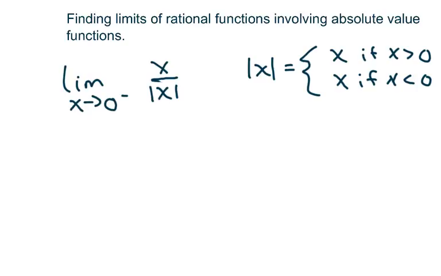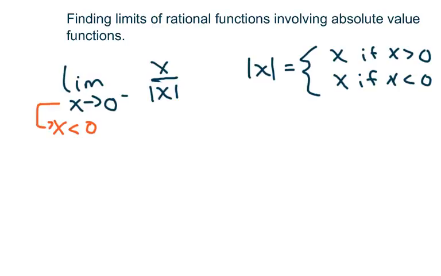Hi everyone. We're going to find limits of rational functions involving absolute value functions. I'm going to do a simple one, and then I'm going to do a special request that someone asked me to do. So we have a function x over the absolute value of x, and we want to know what happens as x approaches 0 from the negative side. From the left. This just means here that x is less than 0.